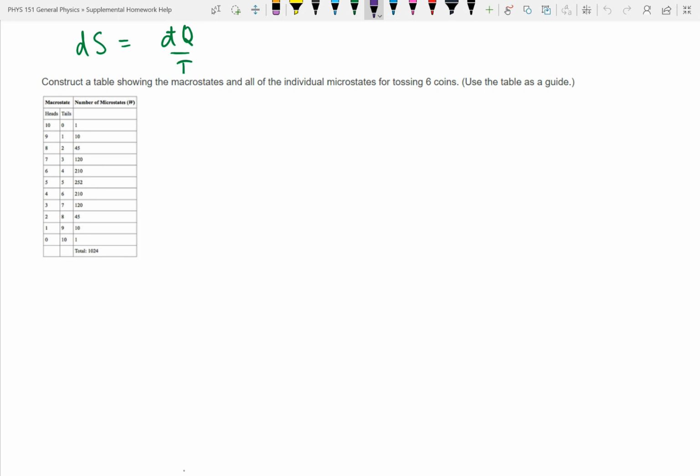Construct a table showing the macrostates and all the individual microstates for tossing 6 coins. Use the table as a guide. So I'm going to have 10 coins. If I have 10 heads and 0 tails, there's only one way to get that. The one way is head, head, head, head, head, head, head, head, head, head. That's the only way to get all heads. And tails will be likewise. Only one way of doing it.